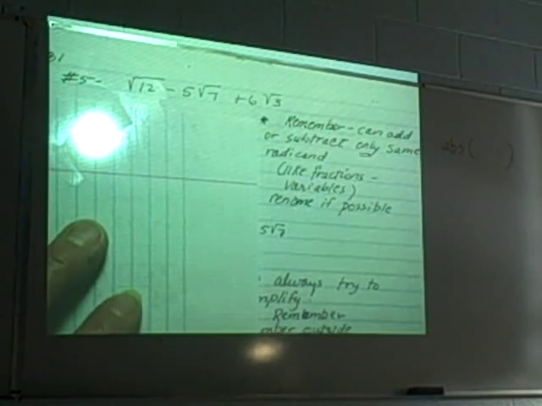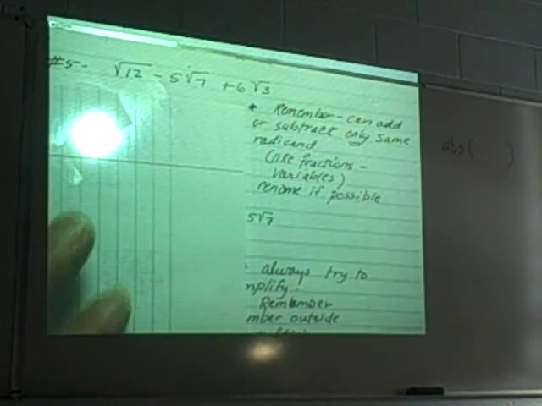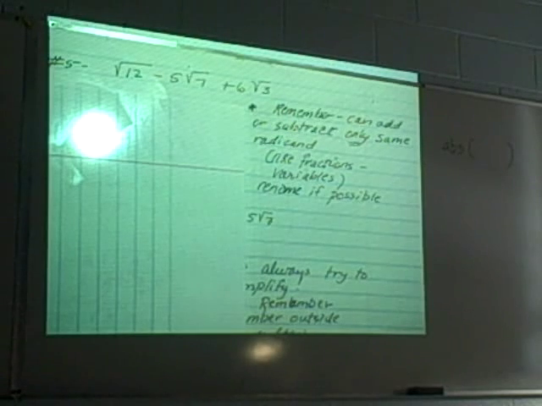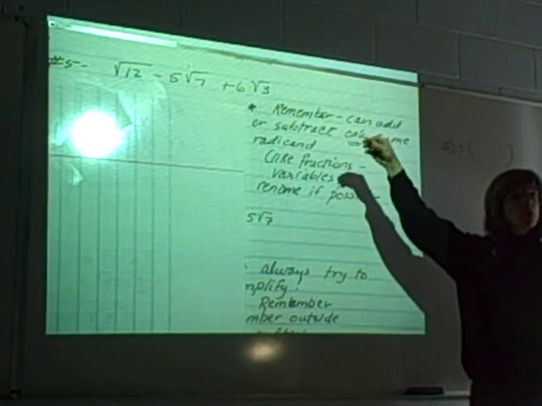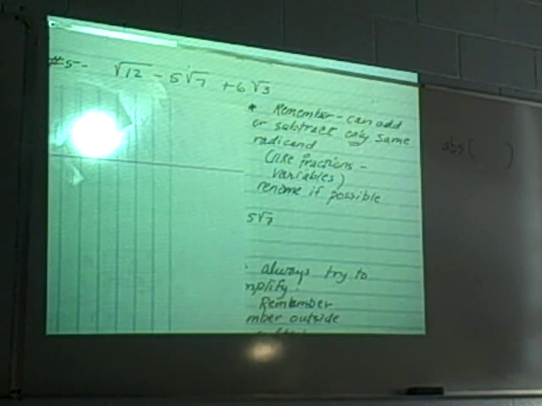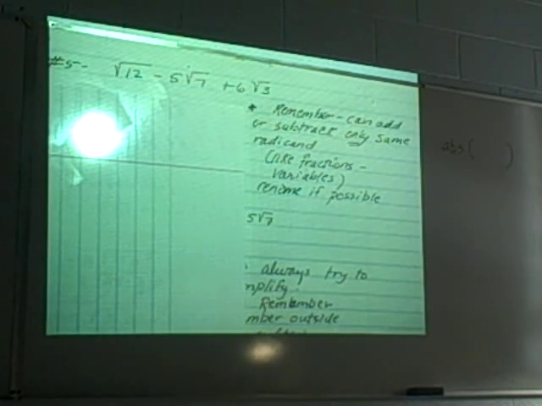We need to remember that we can add or subtract only with the same radicand. And the radicand is the number underneath the radical symbol. So you have to have the same radicand, and it's kind of like fractions. I can only add fractions with a common denominator, I can only add variables that are the same, and I can only add if the radicands are the same.